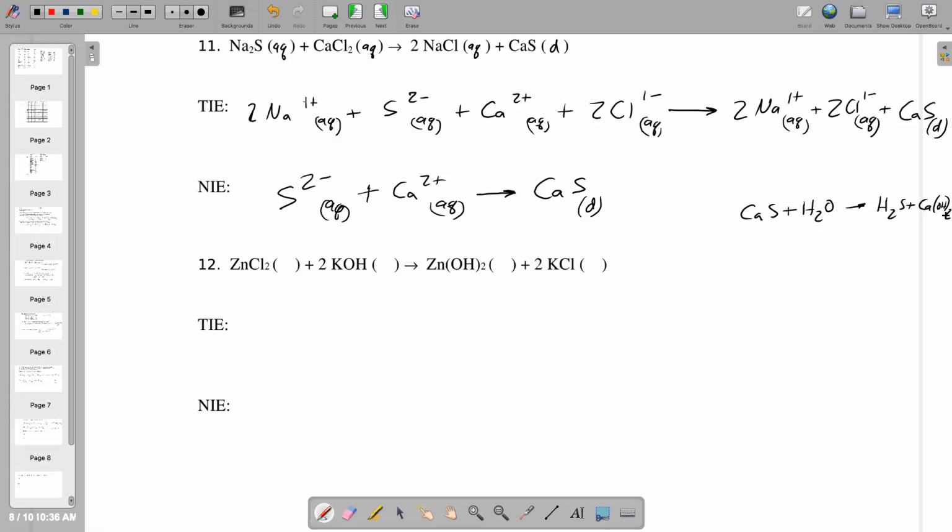Anyway, the last one, let's see. Well, it's not the last one, but this is aqueous. This is aqueous. This is a solid, and this is aqueous. You should end up with a net ionic equation of cobalt, which is aqueous, and the carbonate to make cobalt carbonate.